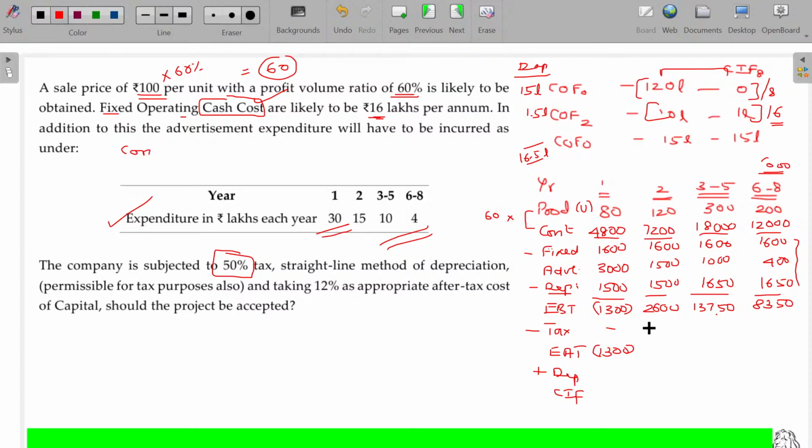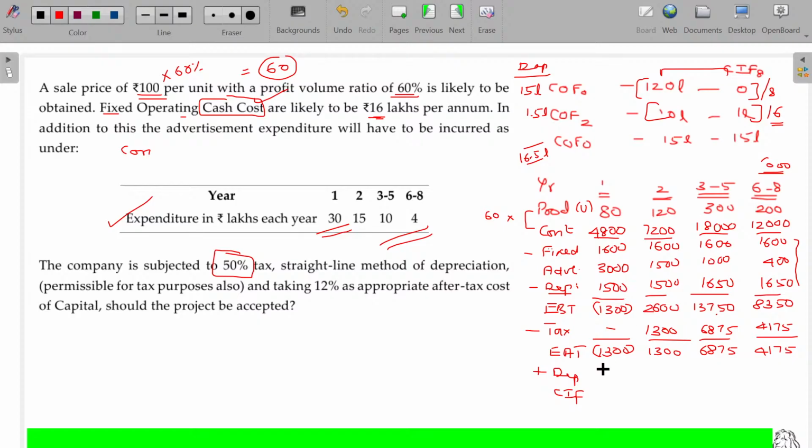Second case, 50 percent. Of course, there is an income, so I directly calculate the tax on that at the rate of 50 percent. Third year also 68.75. Then sixth to eighth year 41.75. So what assumption have I made here? Among the three treatments for taxation, I have assumed one of the treatments. So earnings after tax being 1300 for the second year, 68.75 for the years 3 to 5, 41.75 for the years 6 to 8. With that, you have to add the depreciation back to arrive at the cash inflow.